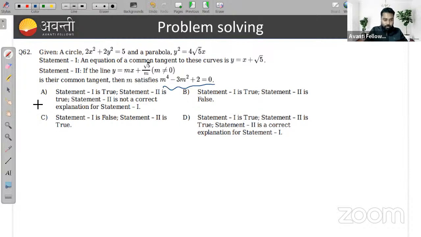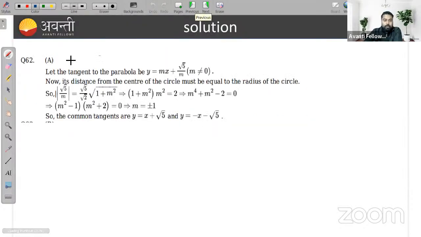Let's see. That means you have to check whether statement 1 is true or statement 2 is true, and whether statement 2 is the correct explanation for statement 1 or not. These things you need to check. So let's move to the solution.